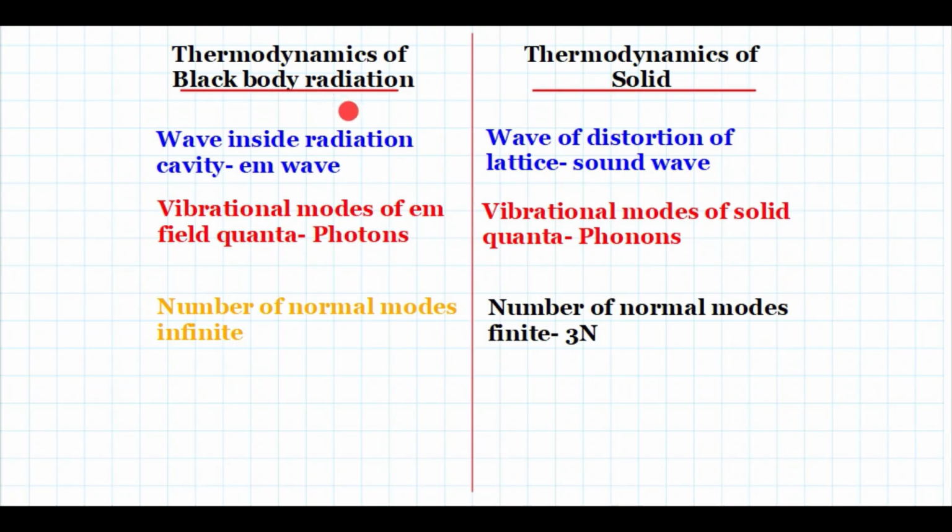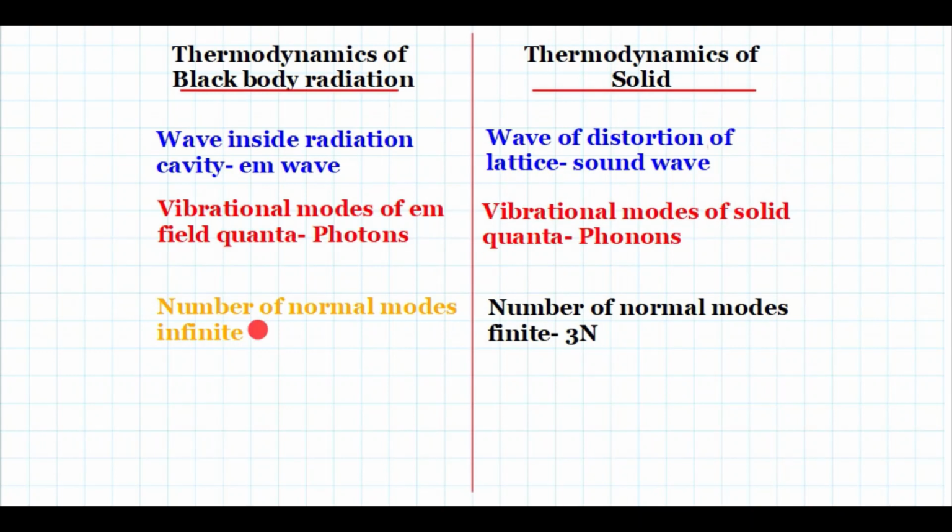For blackbody radiation, we talked about the wave inside a radiation cavity, which is nothing but electromagnetic wave. But for thermodynamics of a solid, we talked about wave of distortion of lattice, which is nothing but sound wave. For the case of a blackbody radiation, we considered the vibrational modes of electromagnetic field quanta, which are known as photons, whereas in the case of vibrational modes of solid, the energy quanta are known as phonons.